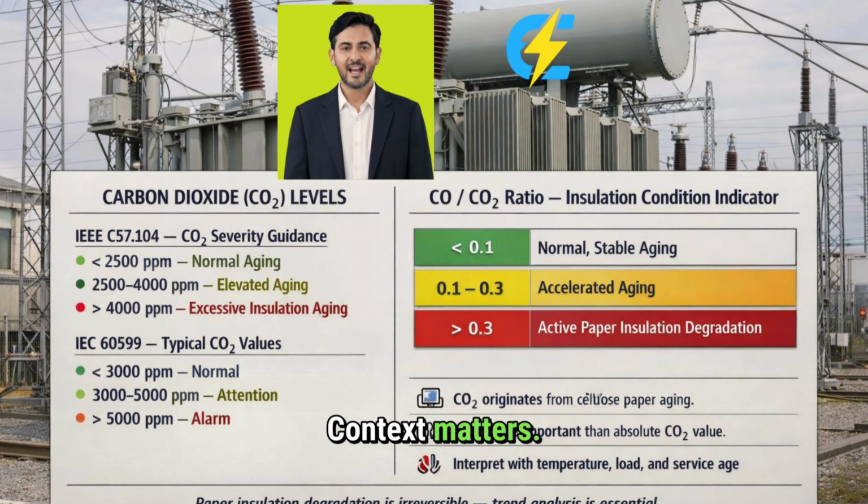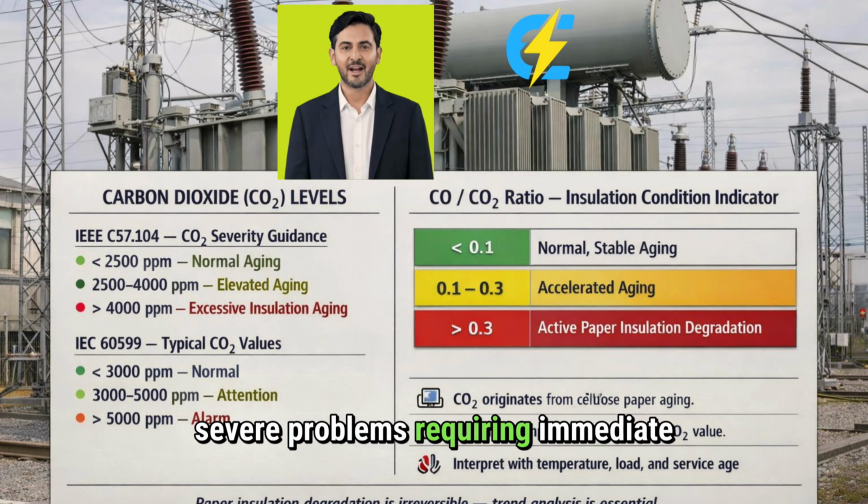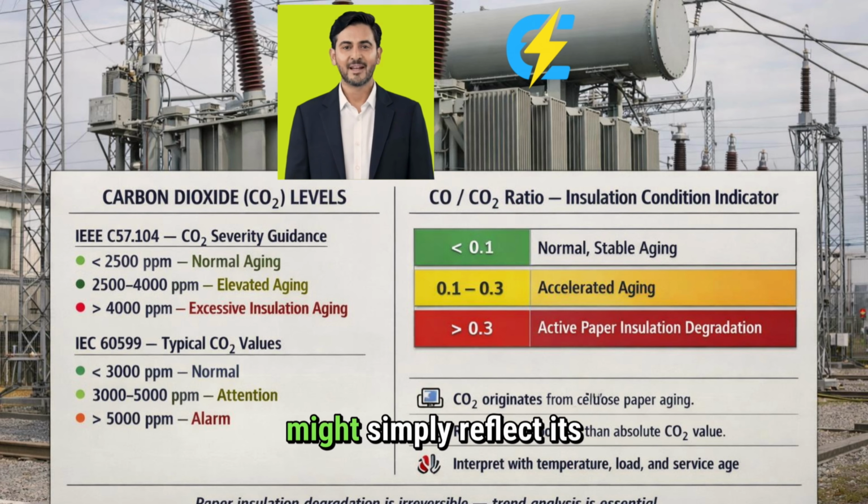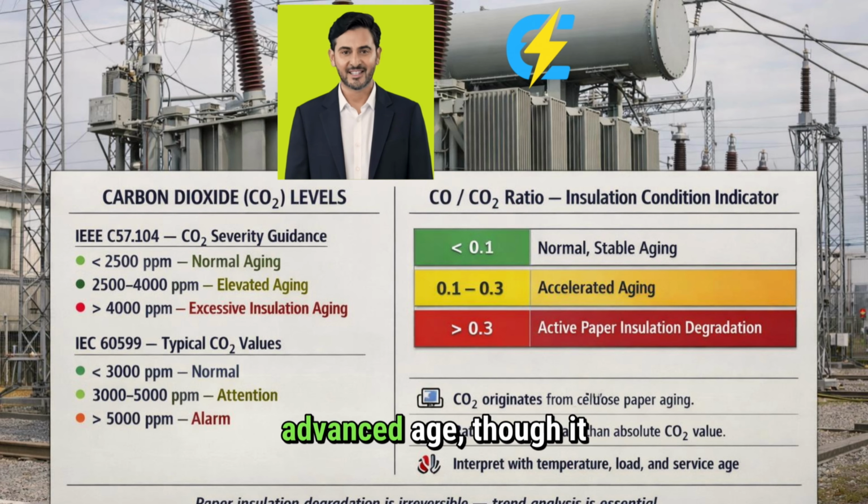Context matters. A low ratio in a new transformer is far more dangerous than a low ratio in a very old unit. For instance, a 15-year-old transformer with a ratio of 2.5 might indicate severe problems requiring immediate attention. But a 40-year-old transformer with the same ratio might simply reflect its advanced age, though it still requires careful monitoring and planning for replacement. The engineering interpretation must also consider other factors.